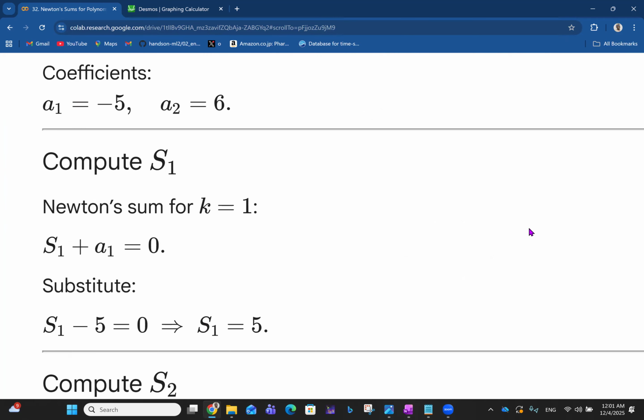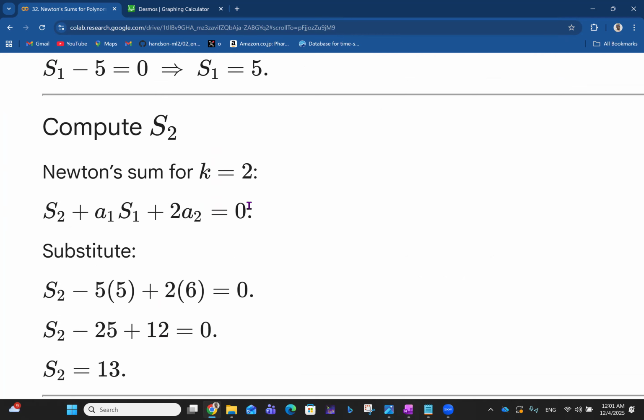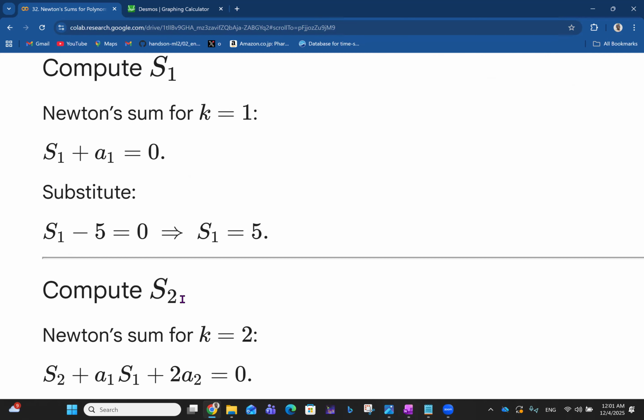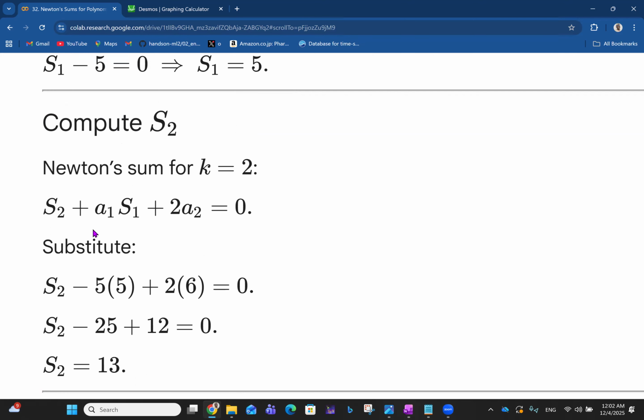So here now we have Newton's sums for K equals 2. So S2 plus A1 S1 plus 2A2 equals 0. Then you substitute. S2 is what we are looking for. A1 is minus 5, like we already know, and S1 is 5 as computed. And then 2A2, that's 2 times 6, because A2 is 6. You tidy all of that up, so you have S2 minus 25 plus 12. That's S2 minus 13. So S2 is 13.